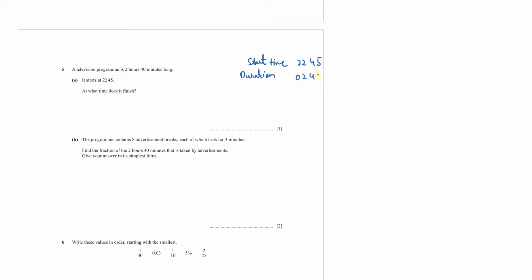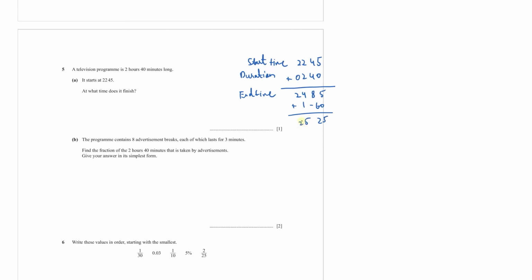So 0240, and your end time will be the sum of these two. 5 plus 0 is 5. 4 plus 4 is 8. 2 plus 2 is 4, 2 plus 0 is 2. Now my minutes have gone above 60, so I will add 1 hour and then minus 60 here. So I will get 25, and this will be 25, 25.